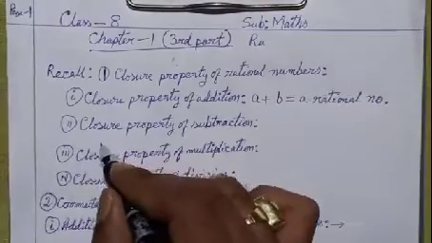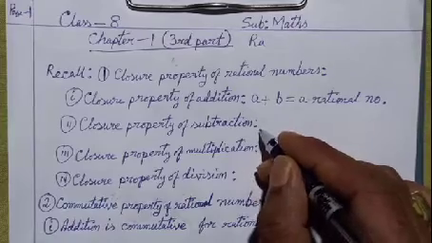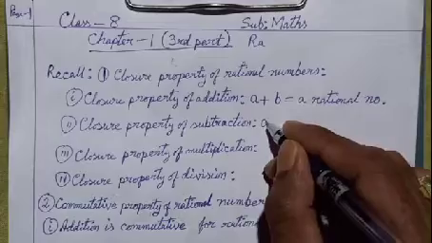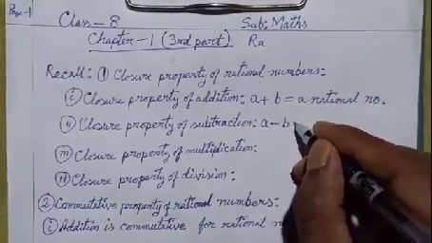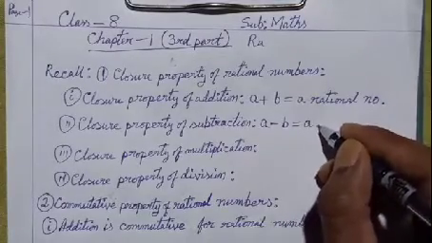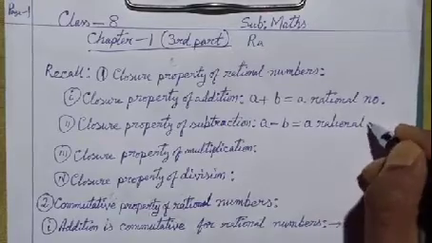Roman number 2, closure property of subtraction. Closure property of subtraction says that if we take any two rational numbers a and b, and if we subtract, a minus b, the resulting answer is also a rational number.